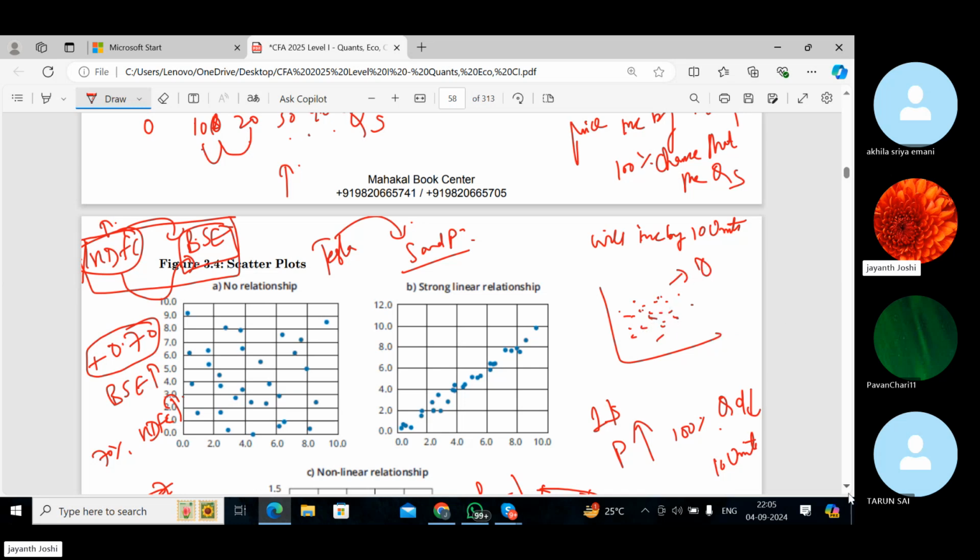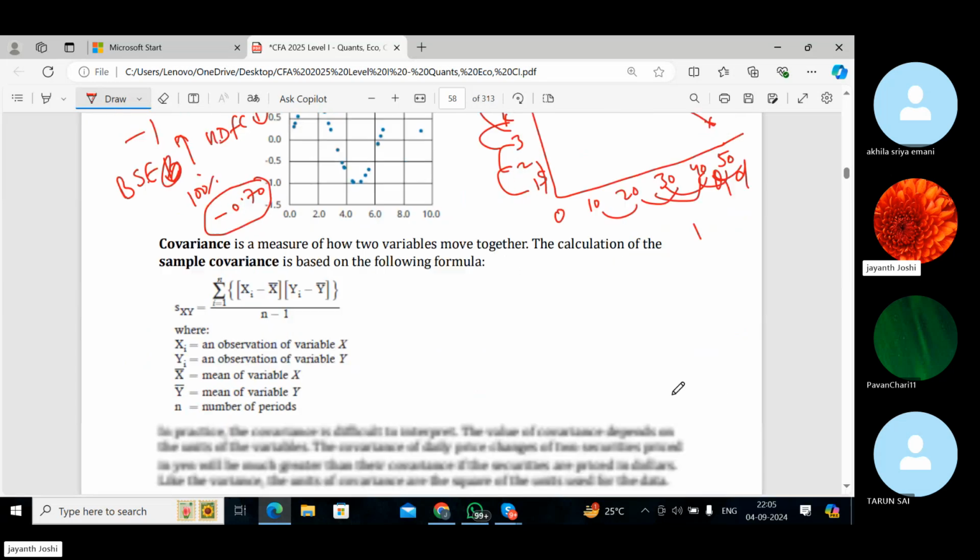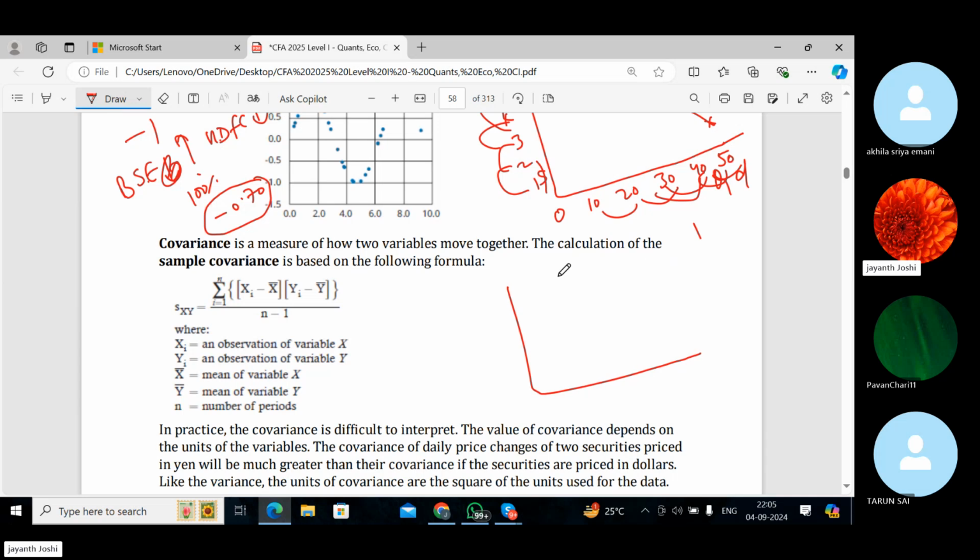Sometimes it is not necessary that there should be a linear relationship. Linear relationship means a straight line: exactly this change, this change, this change. That means for a 1 rupee increase in price, there is a 10 unit decrease in quantity demanded, from 50 to 40, from 40 to 30. Sometimes you may get data, and if you plot a graph, you will get a curve that shows a curvilinear relationship, not a linear relationship.